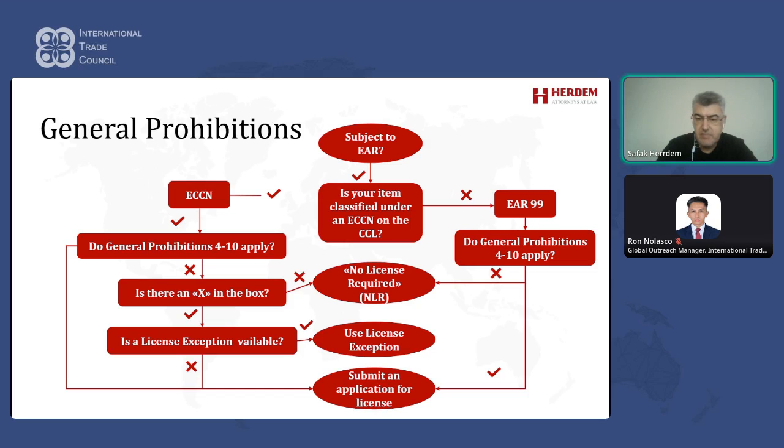If an item or activity is subject to the scope of the ER, each of the 10 general provisions should be considered to determine whether any of the provisions are applicable. In case any of the general provisions under the ER are violated, or any conduct contrary to the ER or any order, license exception, or authorization issued thereunder is conducted, then sanctions may apply.